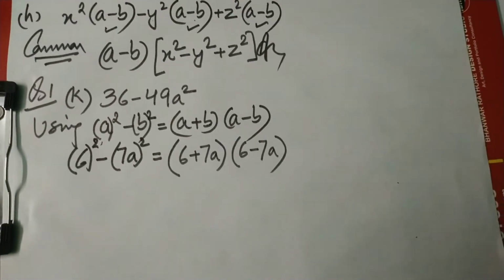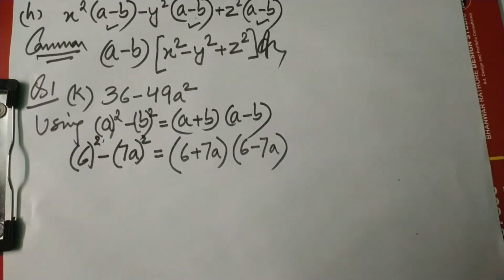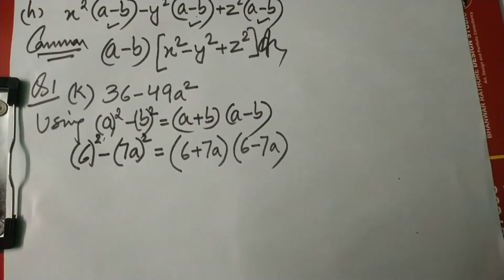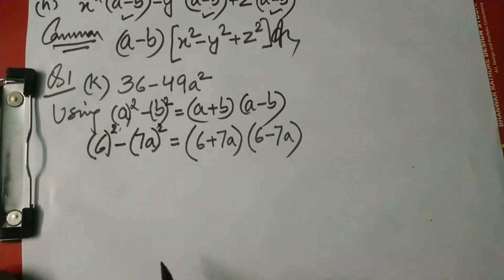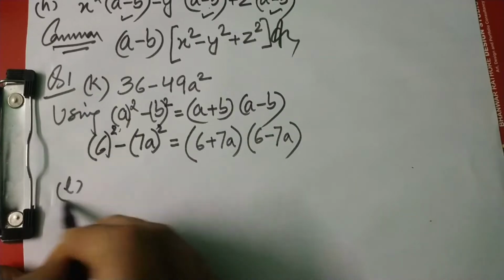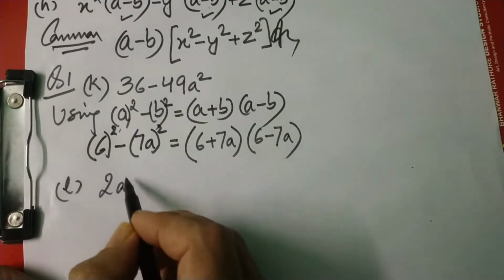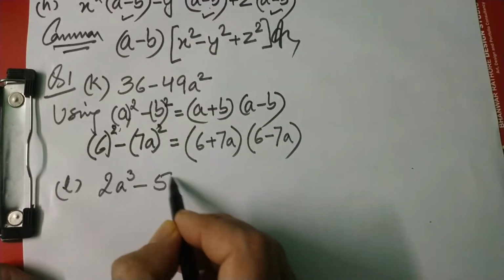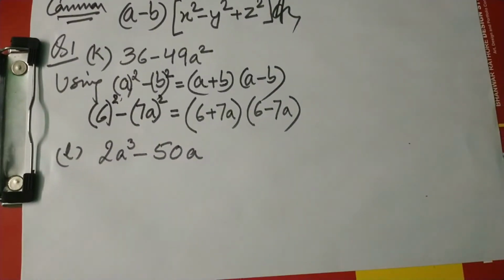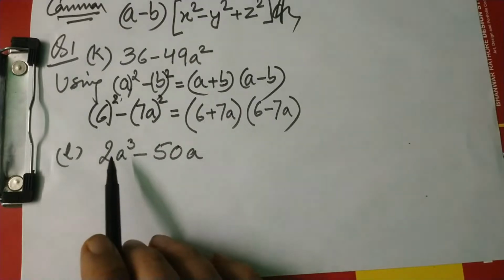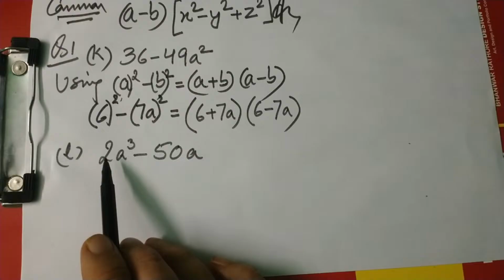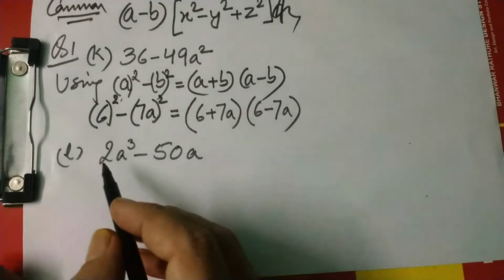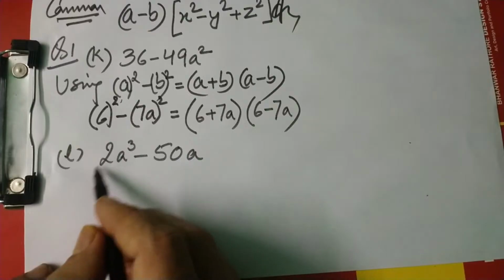One more question you see, which is of this type. But the terms have to be solved by using the formula only. In the L part, it is written 2a cube minus 50a. All the terms and questions are different here. Is there anything common, an HCF, between these two terms? The HCF is 2a. So like in the previous question, you will take the HCF common.